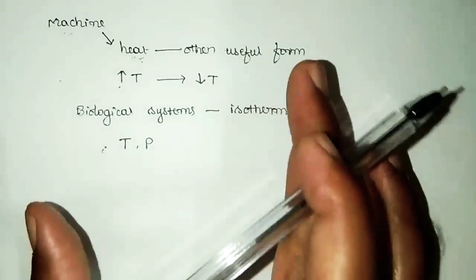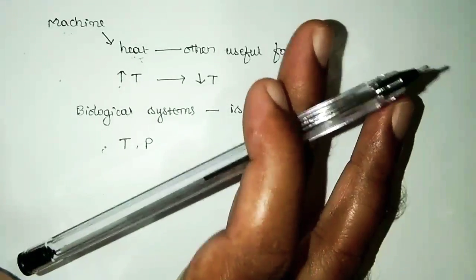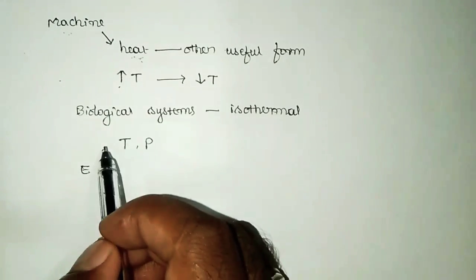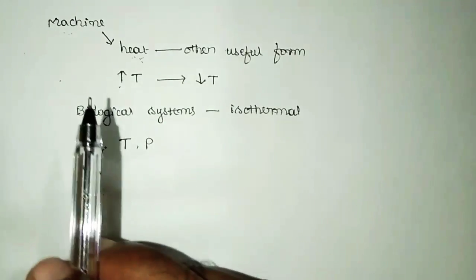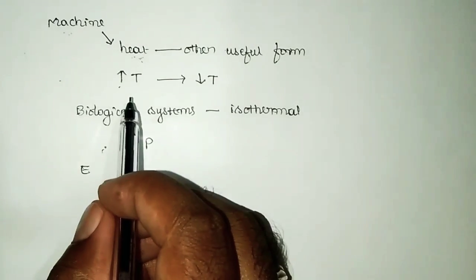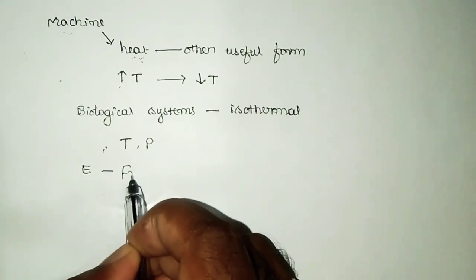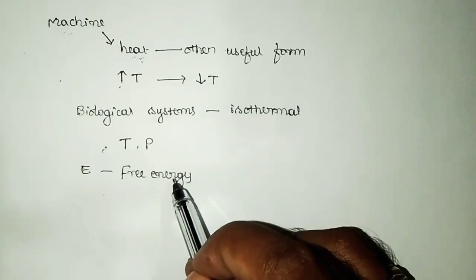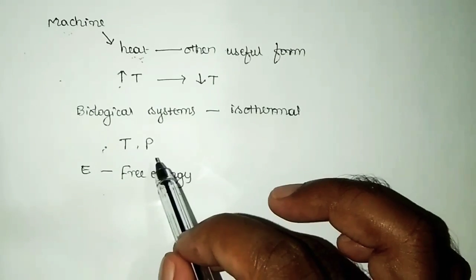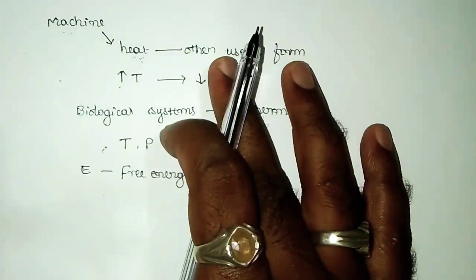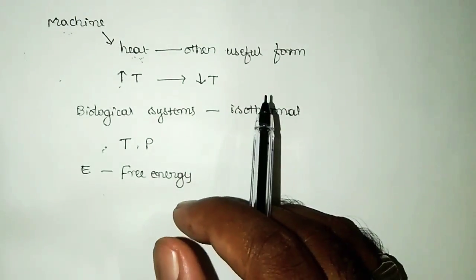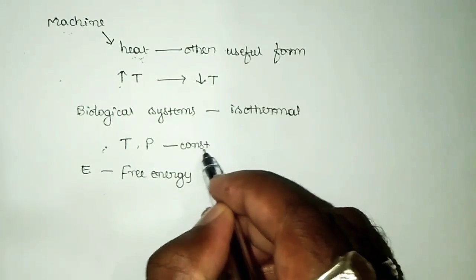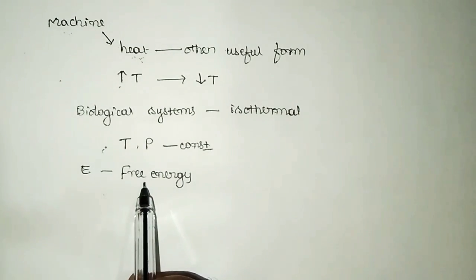Strictly speaking, the cells will utilize the energy which is available to do the work, and the energy available for the cells to perform the cellular activities is simply called free energy. That means the amount of energy which is available to do useful work will be called free energy. So we can say plants and animals are considered chemical engines which work under isothermal conditions, that is at constant temperature and constant pressure. So here I said the word free energy.